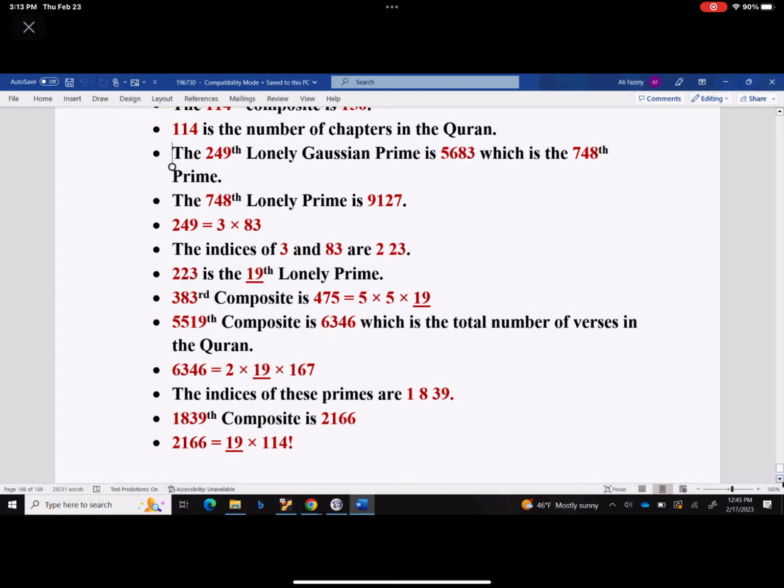Again, the code, which is 19, and 114, which is the number of surahs in the Quran. So the number of verses in the Quran, including the unnumbered bismillahs, actually tells you, yes, there is a book which is 19 days, and that book has 114 chapters. Can you imagine this? That really boggles the mind.